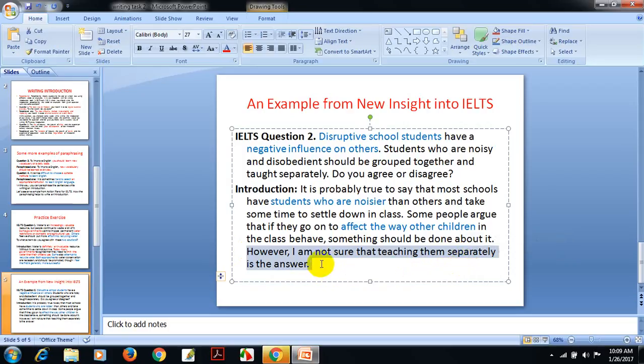What does the student mean here? However, I'm not sure that teaching them separately is the answer. Here is in the question, disobedient students should be grouped together and taught separately. Here is, I'm not sure that teaching them separately is the answer. That means he wants to give other ways how those disruptive or noisy students can be managed in the classroom.